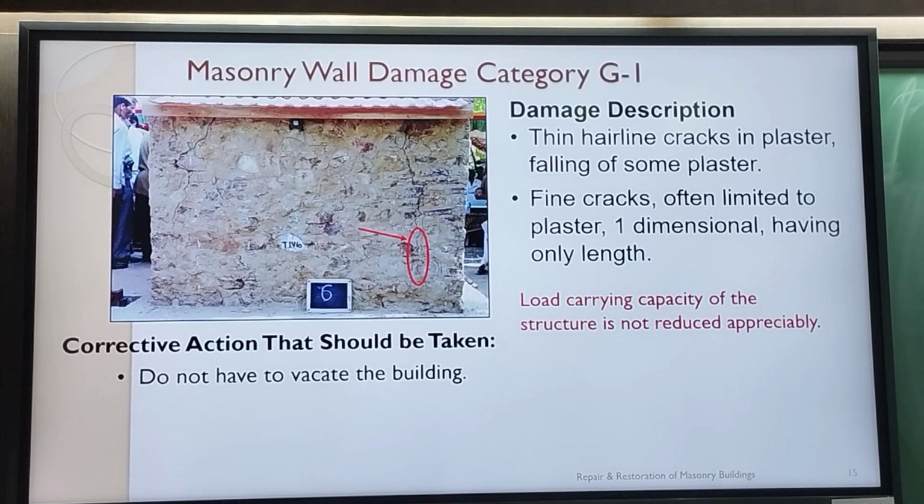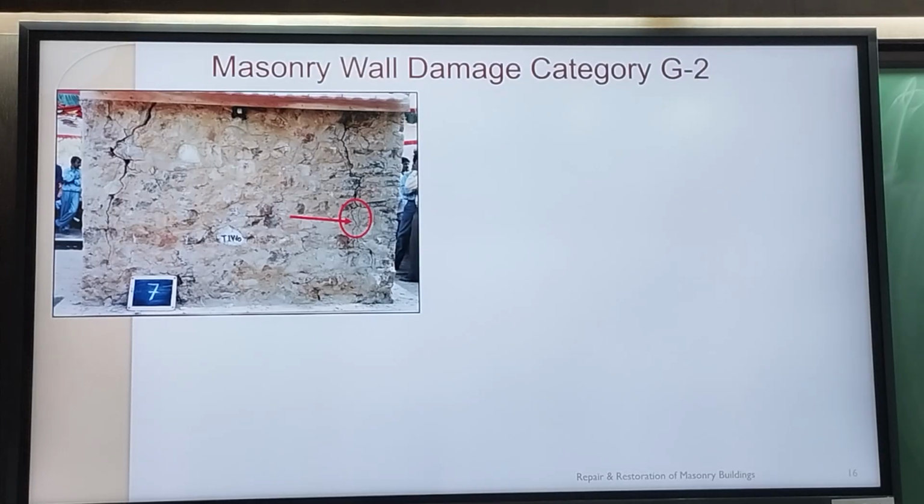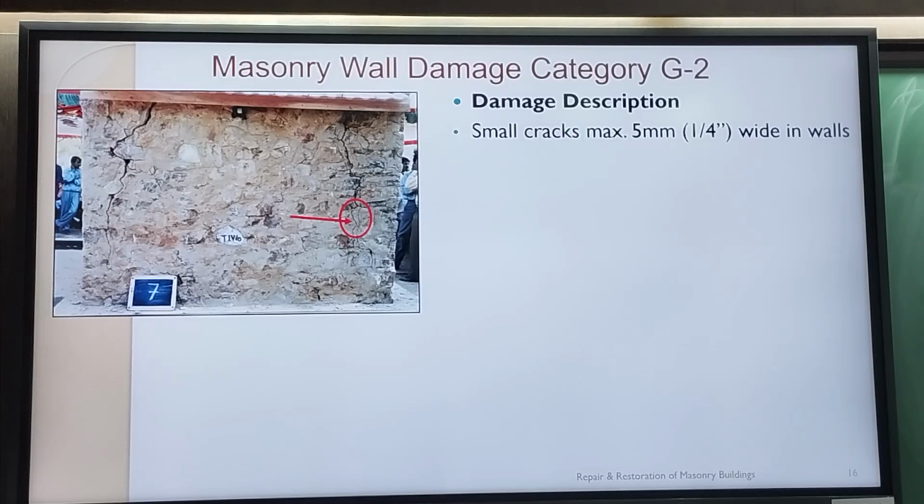You don't have to vacate the building, because after a disaster, that's another situation where if there's any risk involved, then people are asked to leave the building, to vacate the building. So whether we require to vacate or not. And typically the G1 damage requires cosmetic repairing, nothing more than that. Then you come to slightly wider crack, G2, okay, small cracks, up to 5 millimeter or quarter inch.